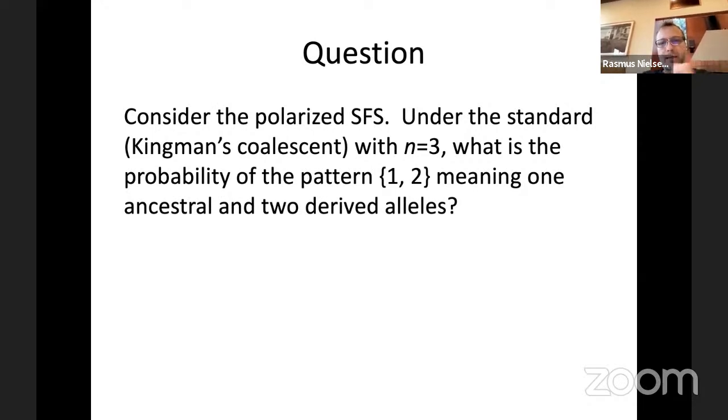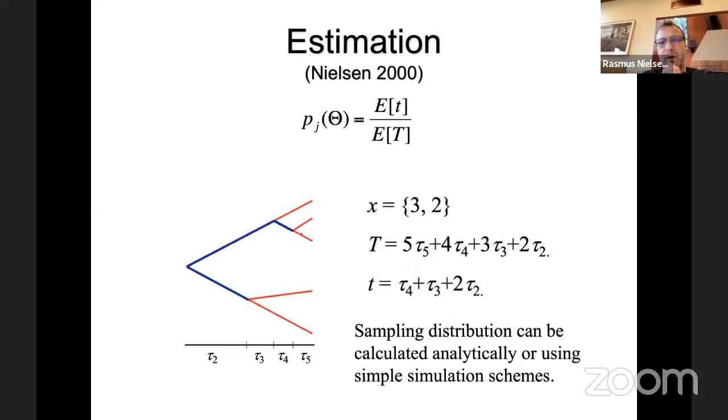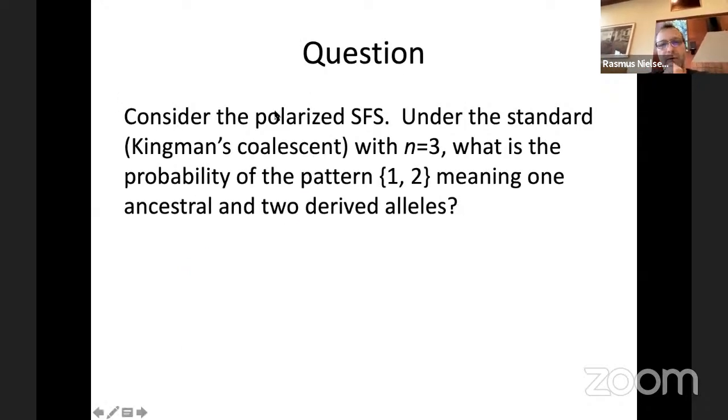Consider the polarized site frequency spectrum. That's now where we distinguish between ancestral and derived. We know which one is ancestral and which one is derived. So for example, in this case, if a mutation happens here, it'll create a 2 and 3 pattern that we would distinguish from a mutation here. And here, that would create a 3 and 2 pattern. We distinguish between which allele is ancestral and derived in the polarized site frequency spectrum.